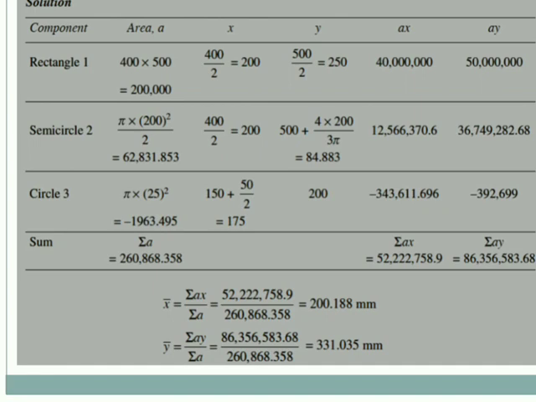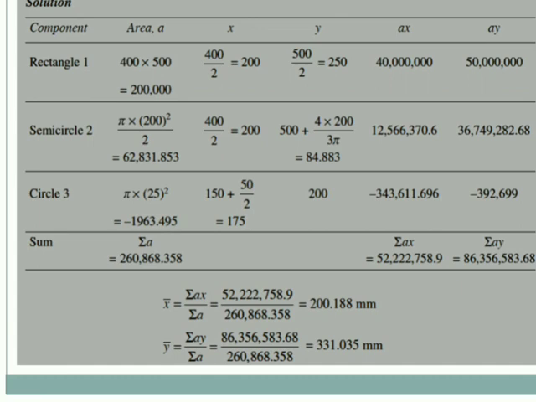Then for x3 it is 150 plus 50 by 2, and y3 is directly 200. So calculate a3 into x3 and a3 into y3, both will have a negative sign. Once you finish it, do the summation of areas, summation ax, summation ay. Remember, the last element is with the minus sign, so you have to subtract them. Don't add the last elements because they are with the minus sign.